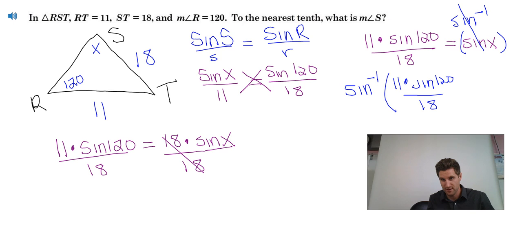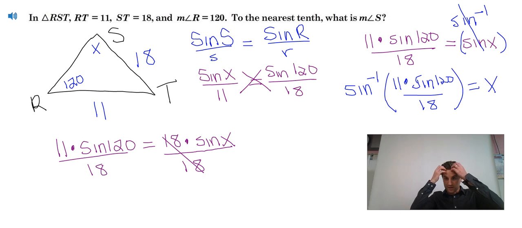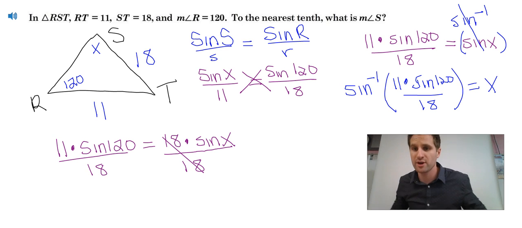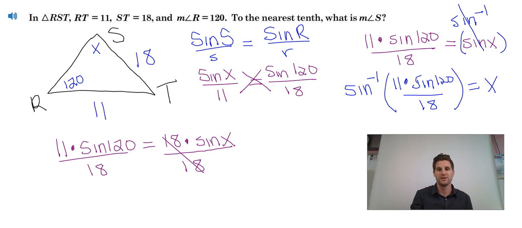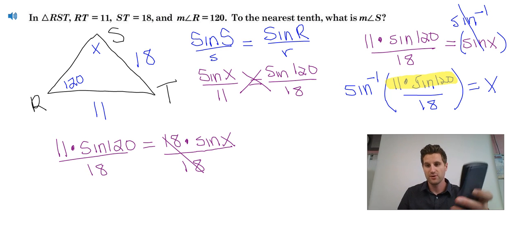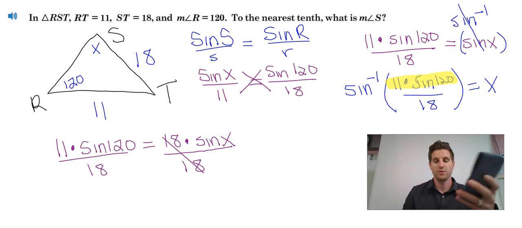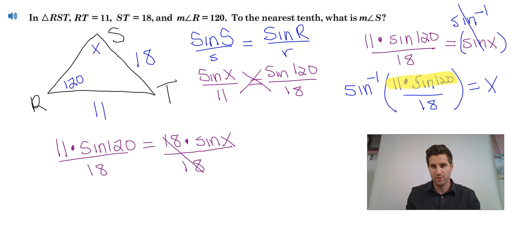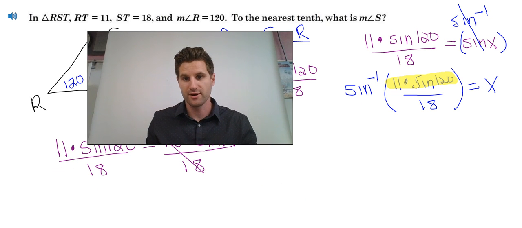over 18. And you're probably thinking, my goodness, Mr. Smith, how am I ever going to do this in my calculator? And I'm going to show you. So first thing we're going to do is break this down piece by piece. So I'm going to use a highlighter here. First, let's evaluate this portion in our calculator. Okay? So all we have to do, 11 times sine 120. So let's make our screen a little bit bigger again so you guys can see my calculator.